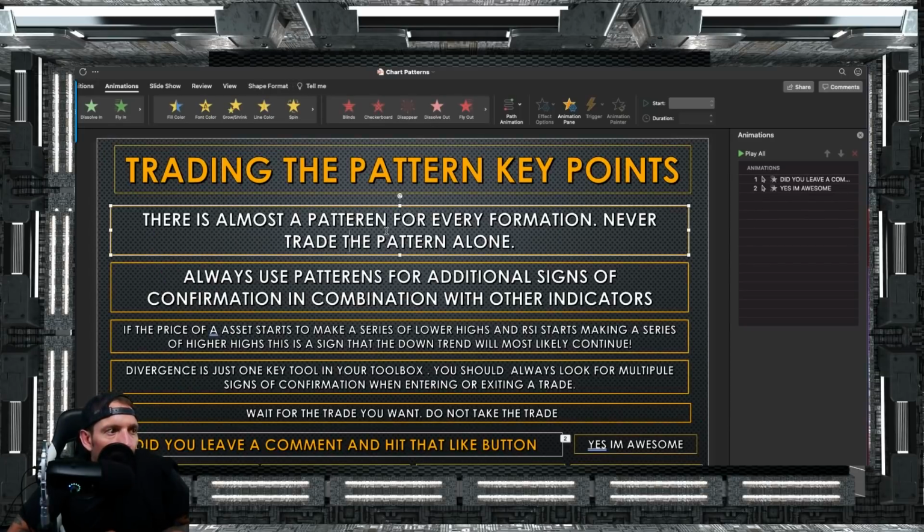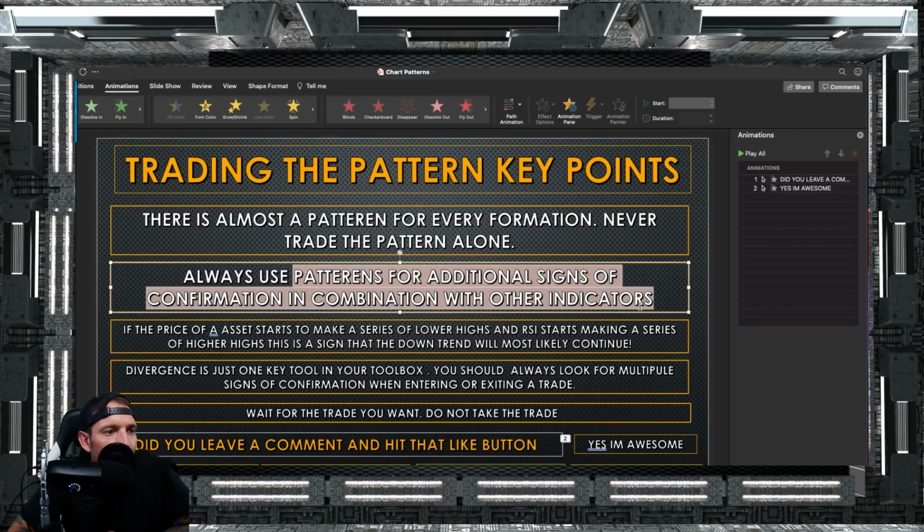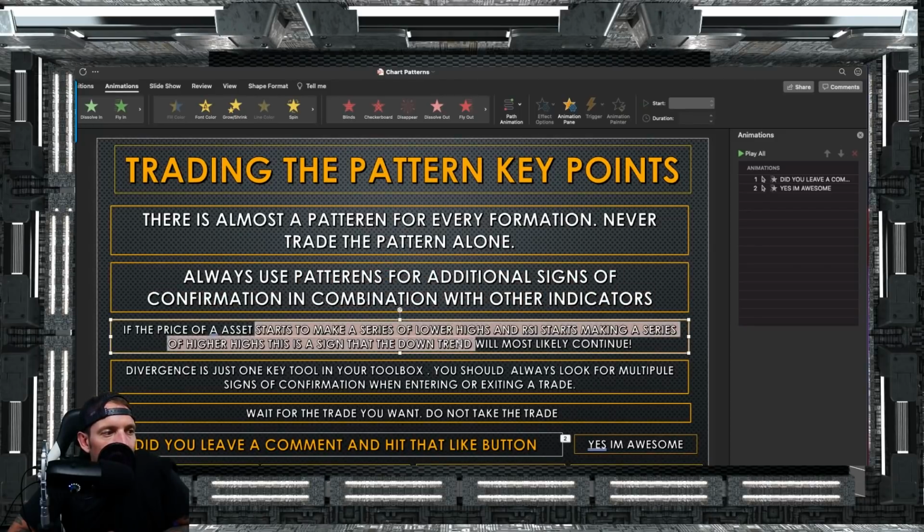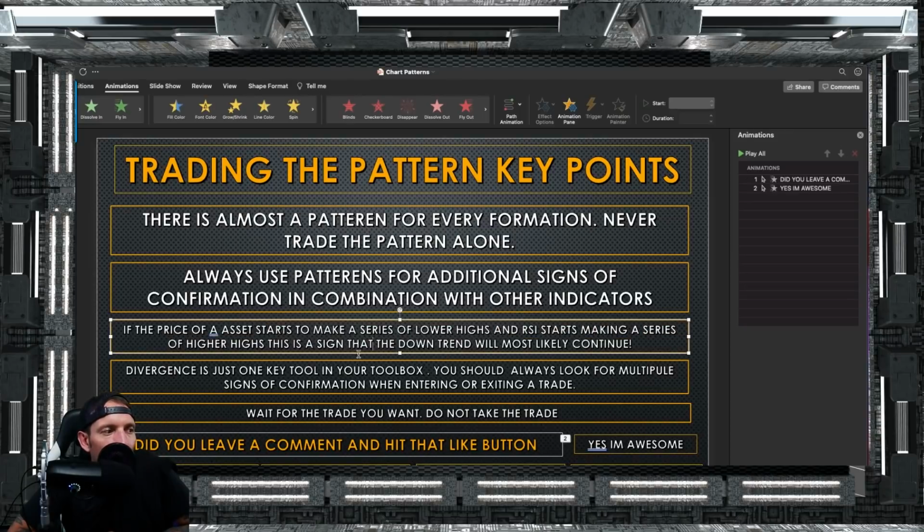So there's the most important thing about trading any one of these patterns: never trade the pattern alone. Never ever in a million years should you be trading just the pattern. Always use patterns for additional signs of confirmation in combination with other indicators and other assets you use. If price of an asset starts to make a series of lower highs and RSI starts making a series of higher highs, this is often the sign that a downtrend will continue.